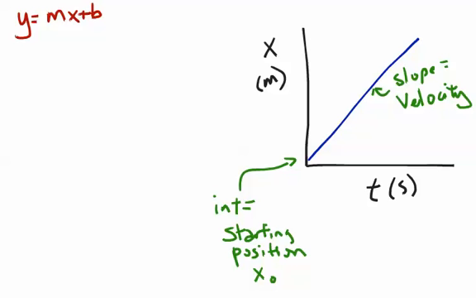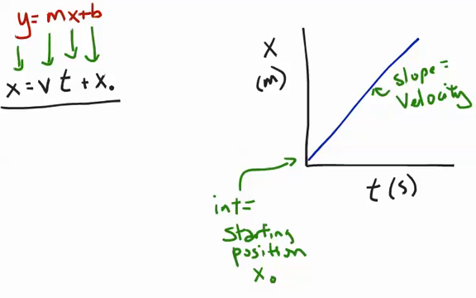Our y is x, that's the variable that's graphed on the vertical axis. Our slope is the velocity, we'll use v as the symbol for that. Our x, or our horizontal variable, is t, and our intercept is the starting position, x naught. And so the equation of a line for a constant velocity graph could be written as x equals vt plus x naught.